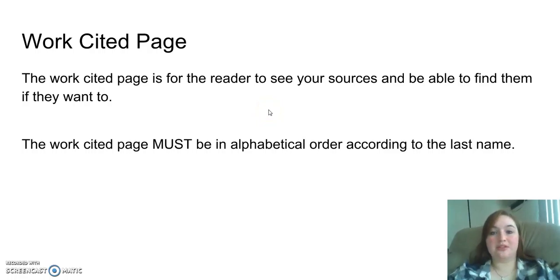One thing to remember with your Works Cited page is that it must be in alphabetical order. Okay, so when you're arranging them according to the last name, you have to put them in alphabetical order. You do not have to separate them like in our example packet where it says the book and gives you a book citation and then a magazine. You don't have to separate them like that. Just do it in alphabetical order.